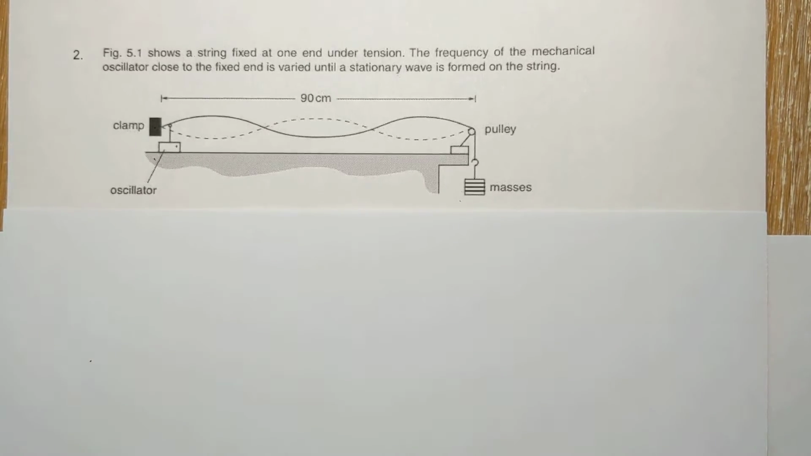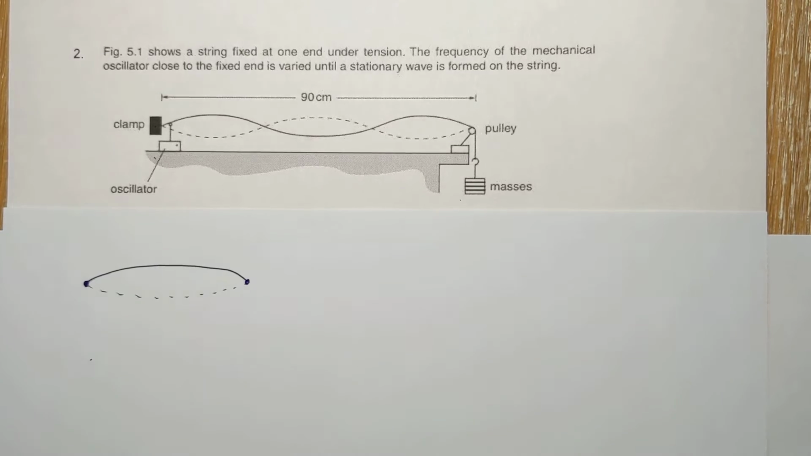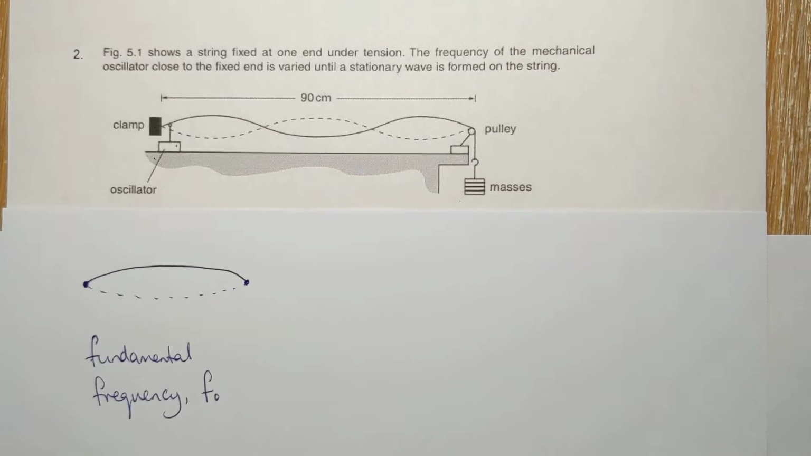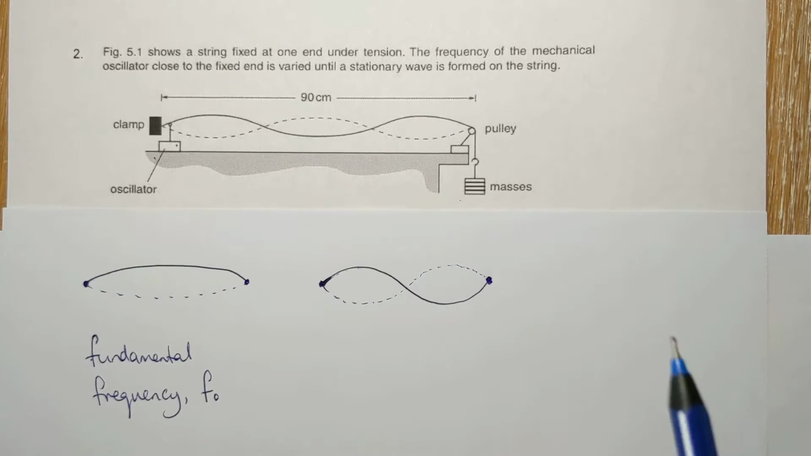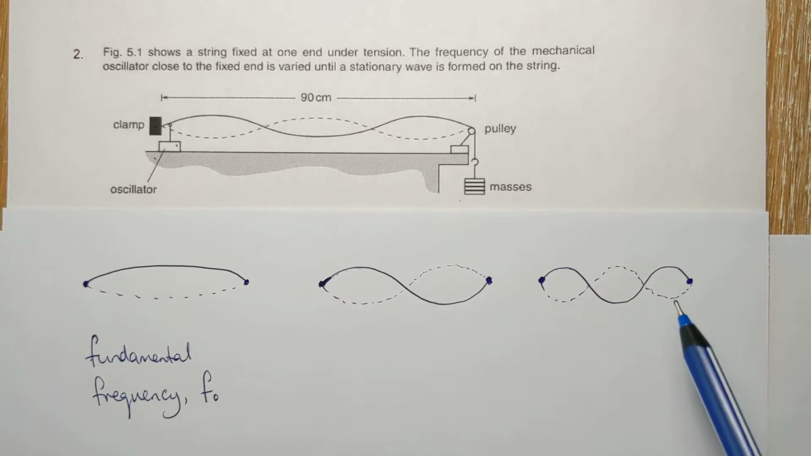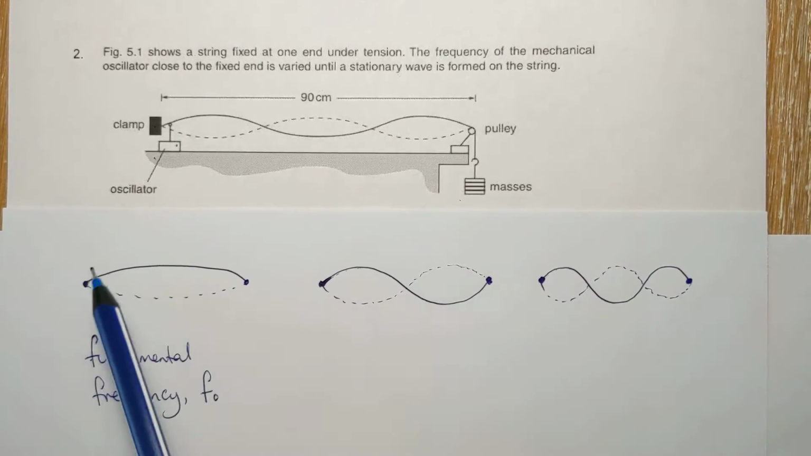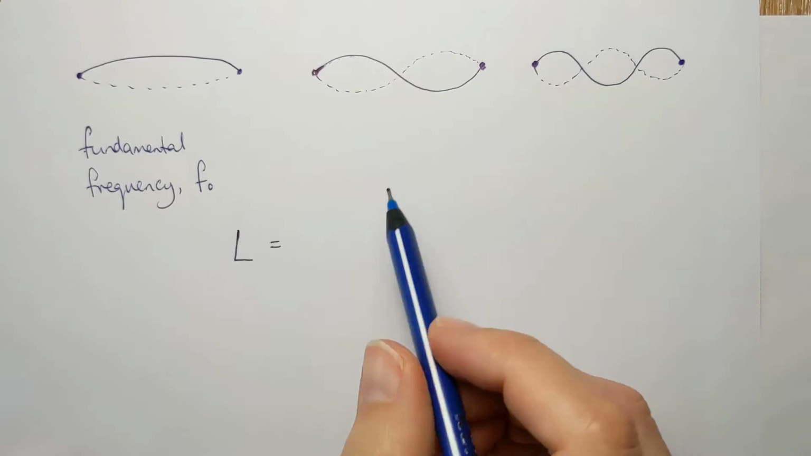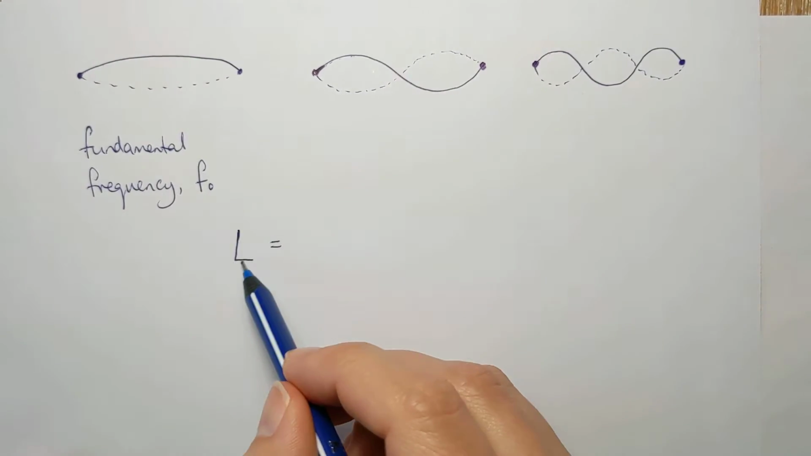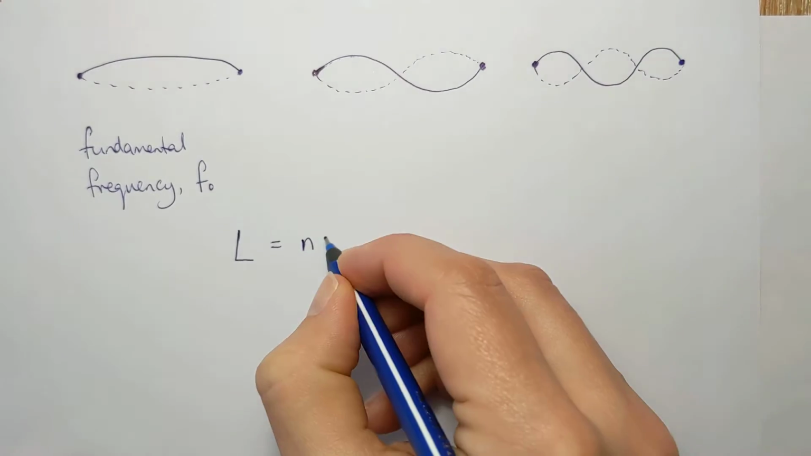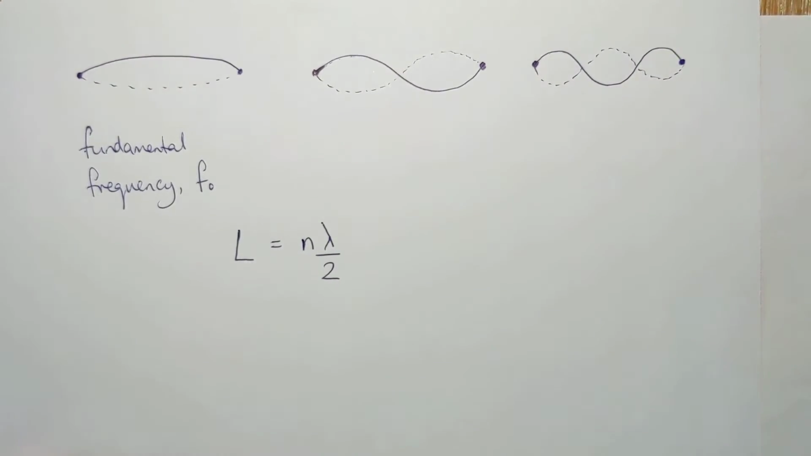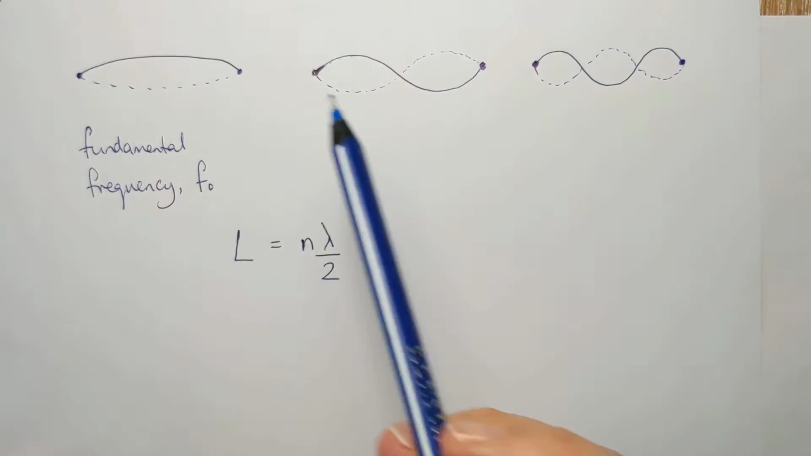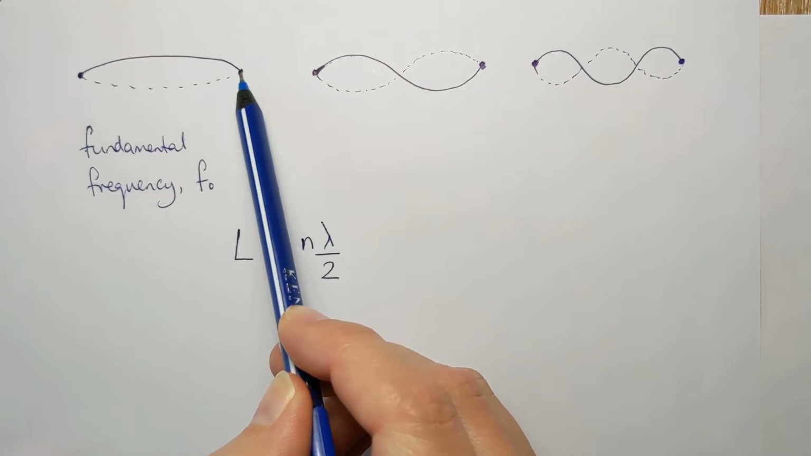The lowest frequency that's going to give you a nice pattern will give you this pattern, and it's called the fundamental frequency. The next frequency up that gives you a nice pattern will give you this pattern. The next one up from that will give you this pattern, and so on. So you can see that we've started with half a wave, then 2 halves, then 3 halves. And so in general, you will get a stationary wave if the length of the string is equal to a whole number of half wavelengths. And this pattern results from the fact that both ends of the string are fixed.